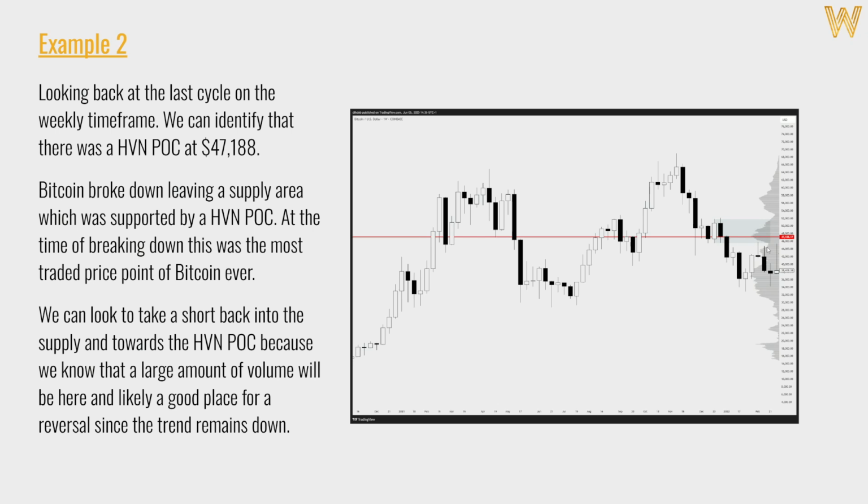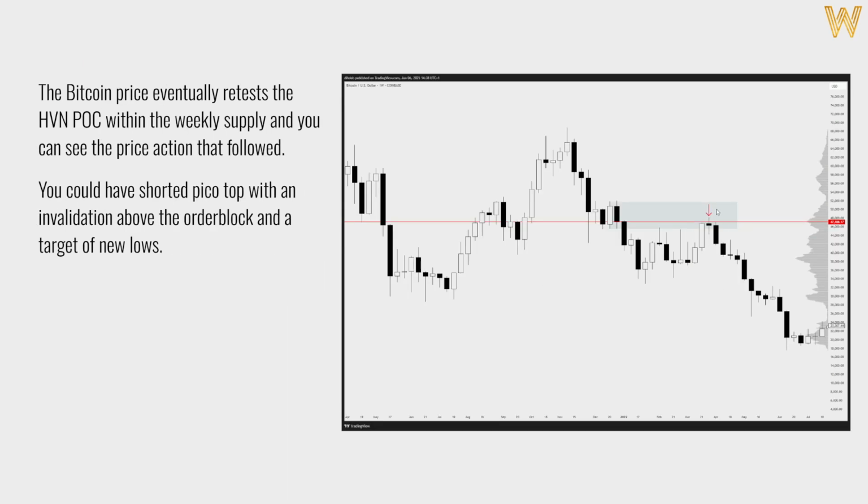So basically we can look at taking a short back into this supply area towards the high volume node POC, because we know that a large amount of volume will be here. And likely this is a good place for a reversal since the trend remains down. We can see price eventually bounces back up, trades into the high volume node POC with a weekly supply, and you can see what happens.